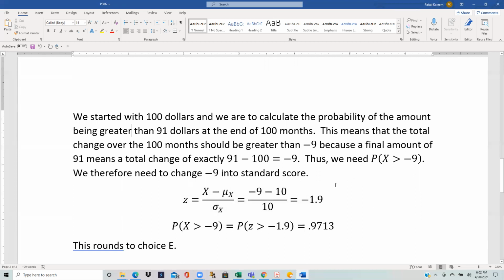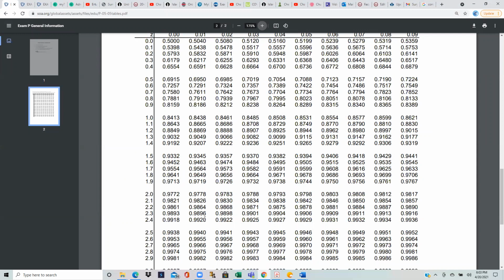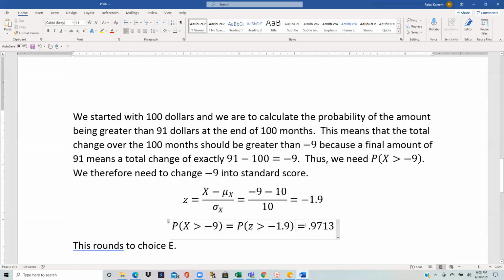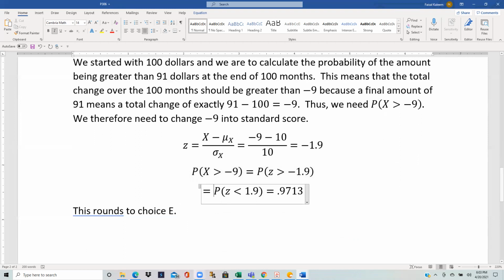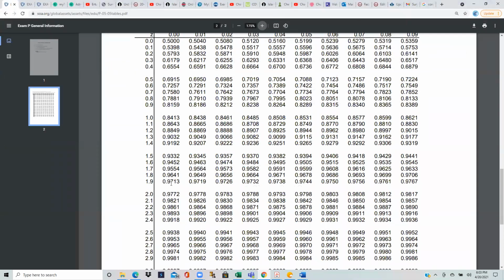Therefore, we need to change negative 9 into a z-score. So we use our formula: negative 9, minus the mean of this total sum, 10, divided by the standard deviation, 10, so that's negative 1.9. So probability x greater than negative 9 is the same as probability z is greater than negative 1.9, which is the same as probability z is less than 1.9 by symmetry. And from the table, if you look at 1.9, it's 0.9713.